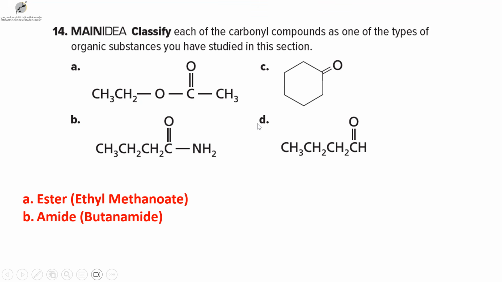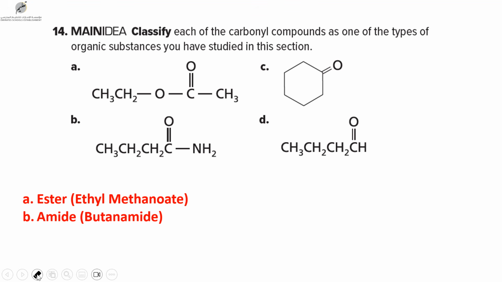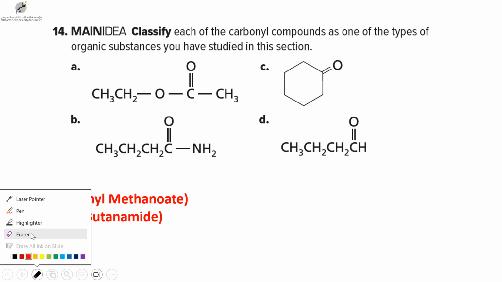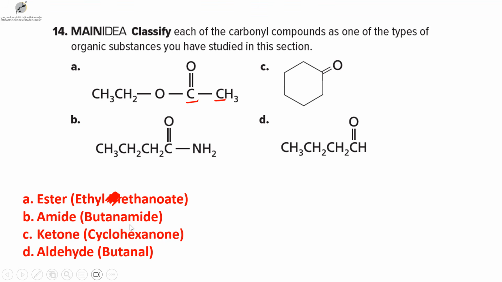Okay. So this is an ester. Sorry, this should be ethyl. My apologies here. This should be ethyl ethanoate because you have two carbons. And this is butanamide. And this is a ketone, cyclohexanone, and this is an aldehyde, butanal. Okay.